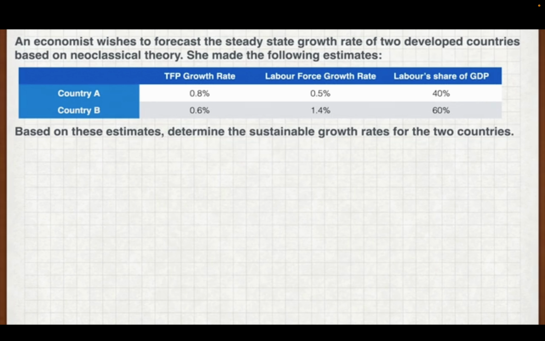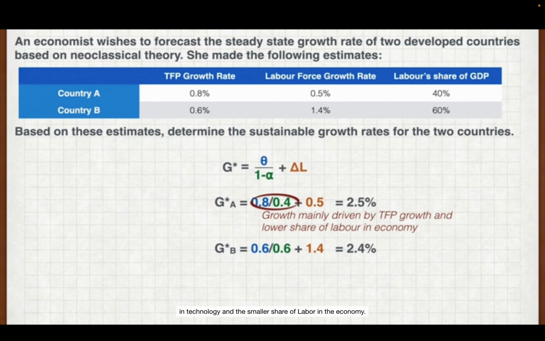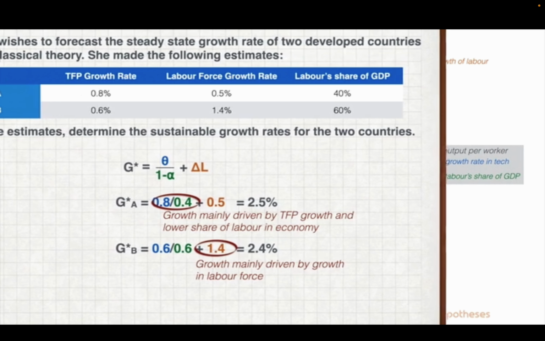And we're back. If you can recall the formula for sustainable growth rate based on neoclassical theory, this should be quite straightforward. Plug in the figures for country A, and we get a growth rate of 2.5%. Likewise, for country B, we get 2.4%. From this example, we can see that the sustainable growth rates for the two countries are comparable. However, growth for country A is sustained by higher growth in technology and the smaller share of labour in the economy. In contrast, the growth in country B is mainly driven by growth in the labour force.